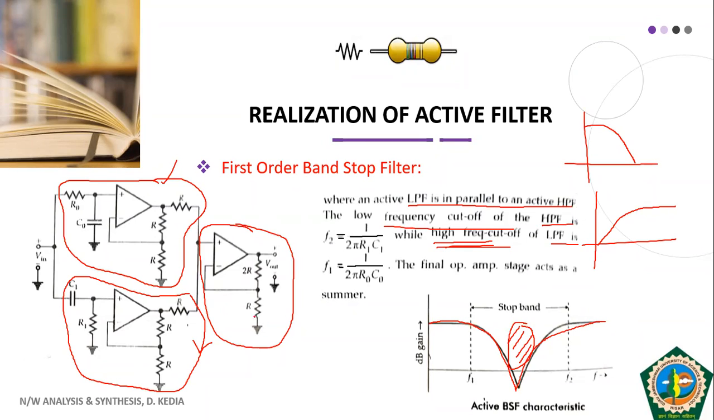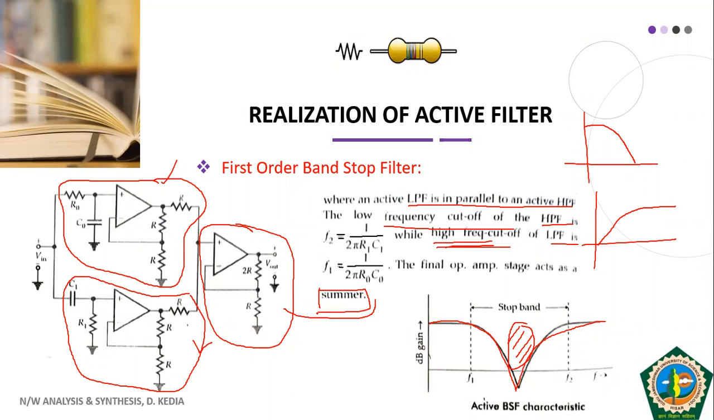Fine. So this third operational amplifier is acting as a summer. I hope you know that an operational amplifier can also be used to add two signals, as a summer. So that is taking place here. So this is your first order band stop filter.